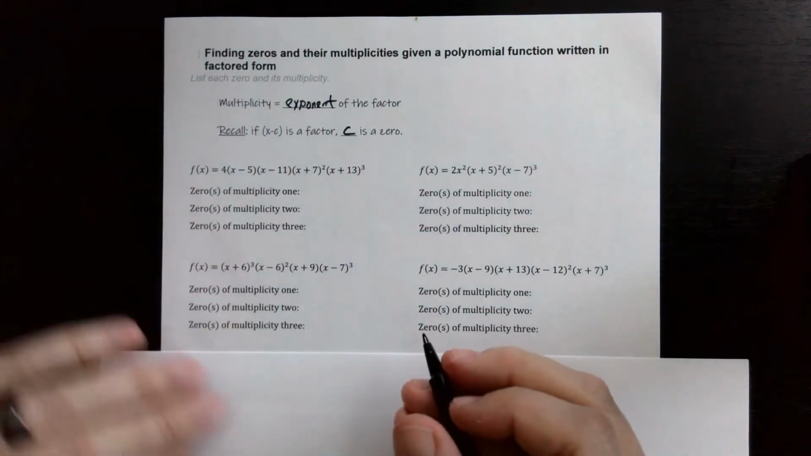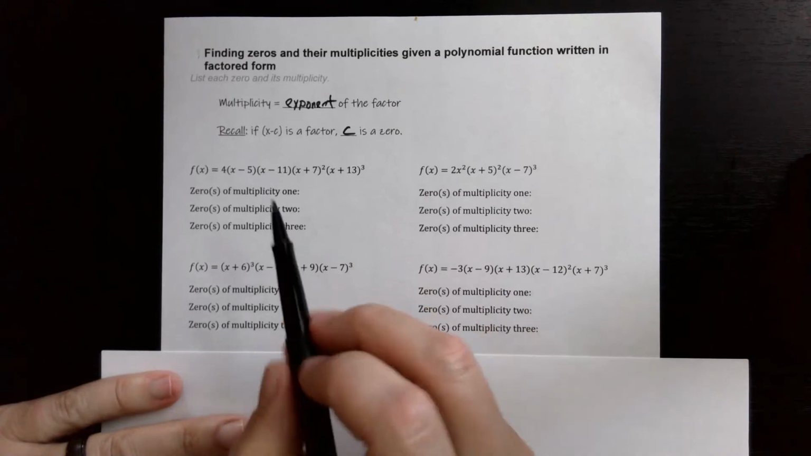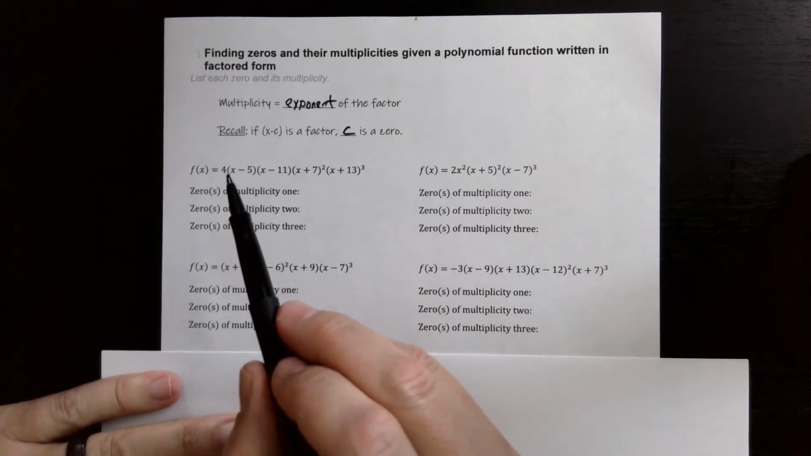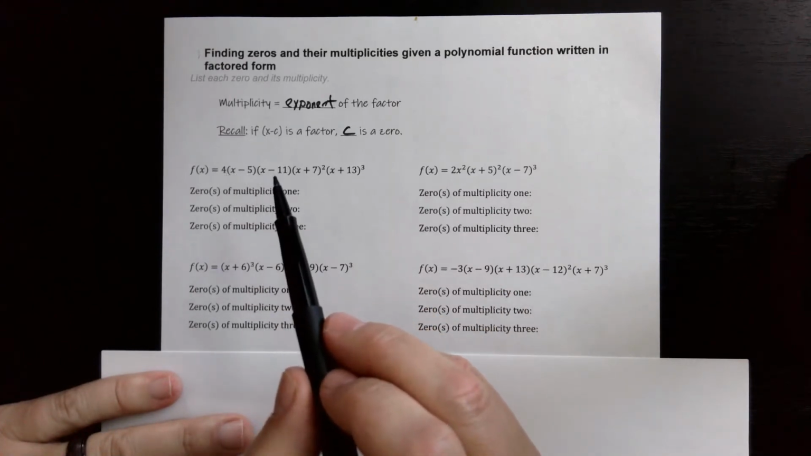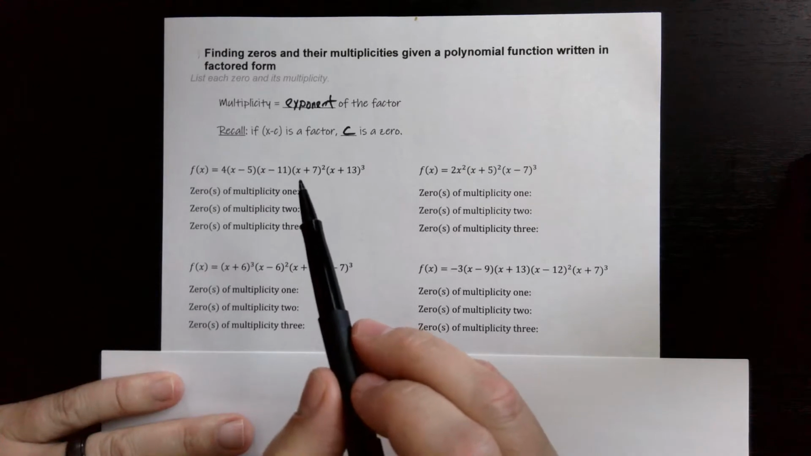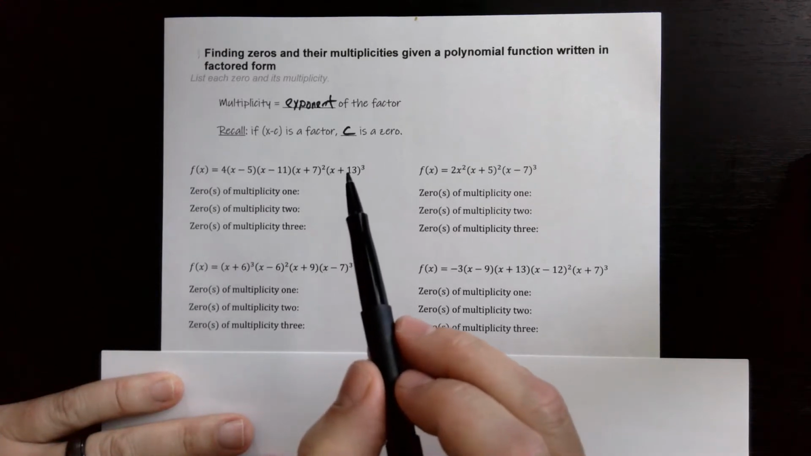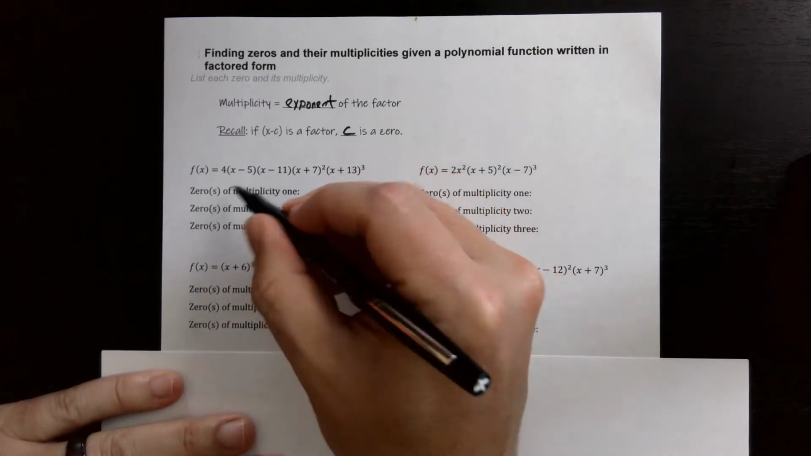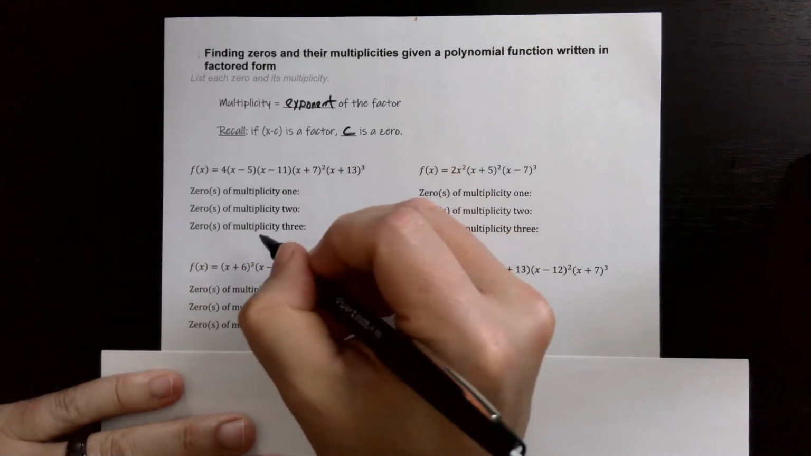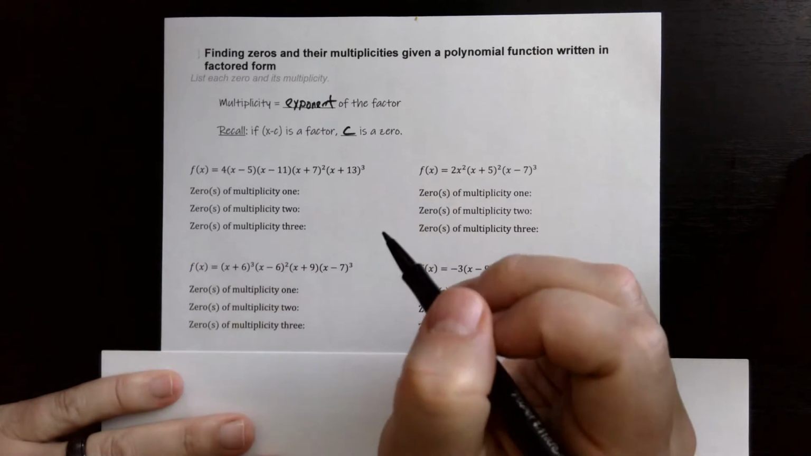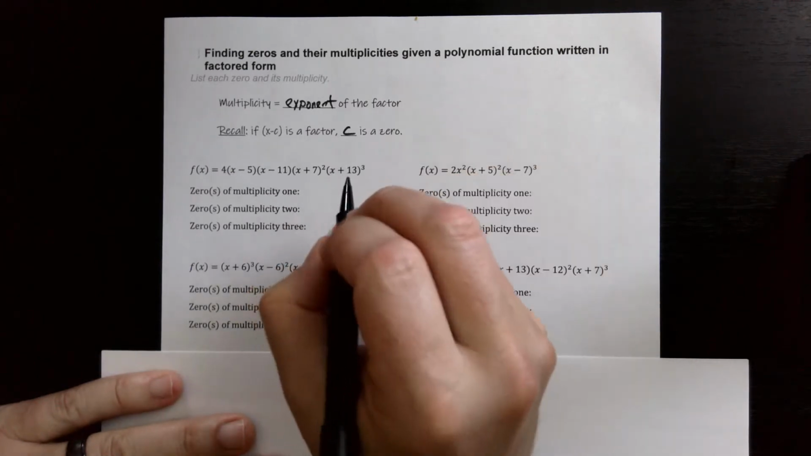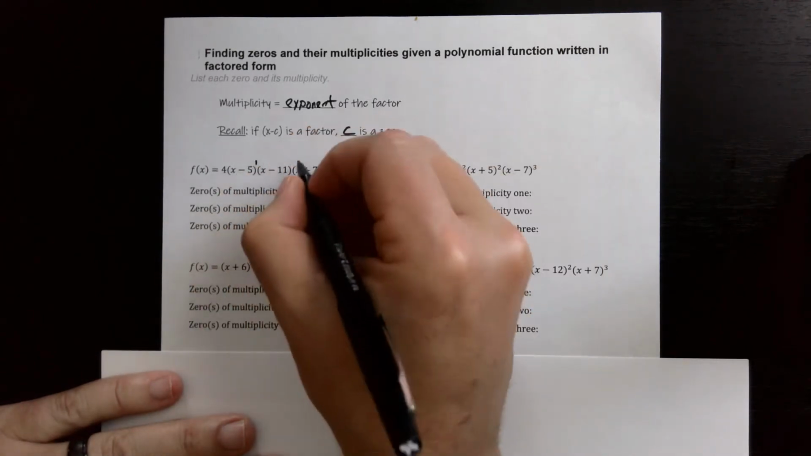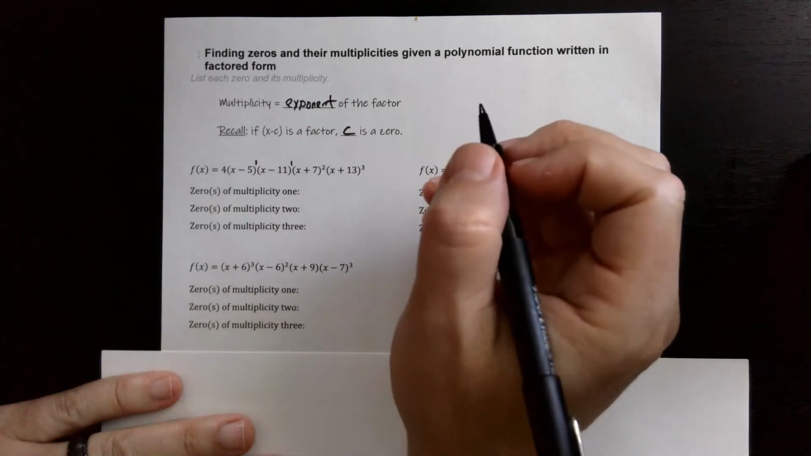On the first problem we have here, we've got this function f of x equals 4 times x minus 5 times x minus 11 times x plus 7 squared times x plus 13 cubed. It's asking us to list all the zeros of multiplicity 1, multiplicity 2, and 3. The two that have multiplicity 1 are the ones that have exponents of 1. That's those two right there.